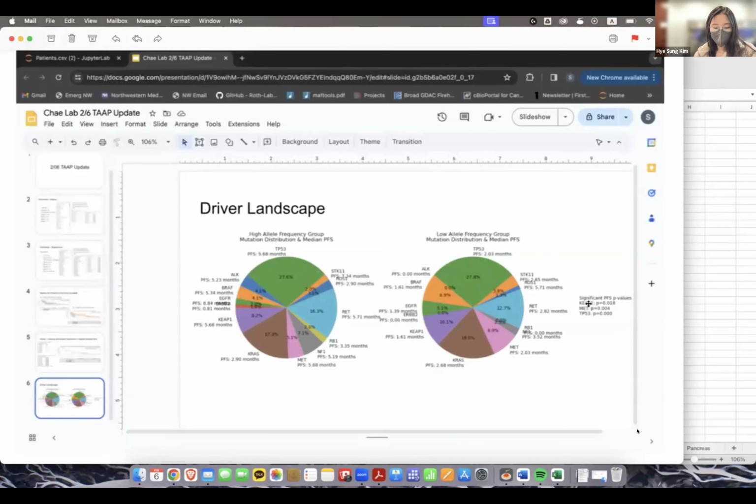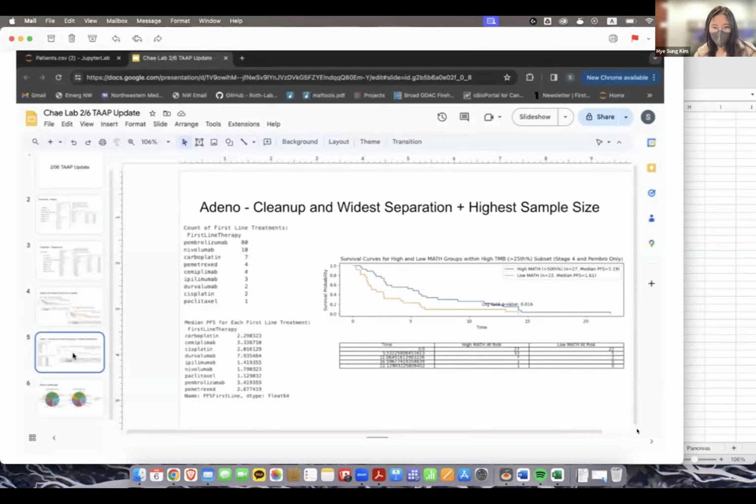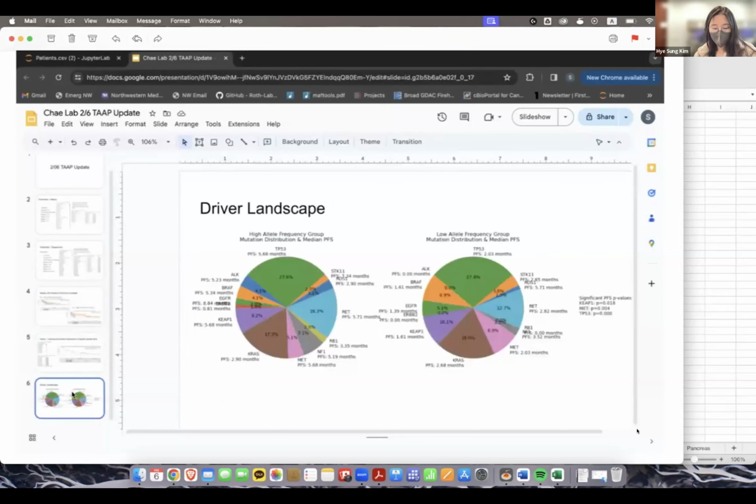And then the last gene is KEAP1, which is 8% in the high heterogeneity and 10% in the low heterogeneity, 5.68 months versus 1.61. And just want to emphasize that the sample sizes between these two, 27 and 22, are pretty close. That's it for everything I wanted to talk about.